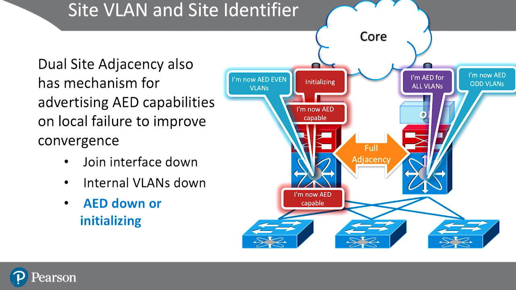While the AED is down or initializing, and the other edge device is the AED for all the VLANs, when the edge device comes back up after initializing, it advertises its capability to the other edge device using the join as well as the internal interface. At that point, the full adjacency is formed between the edge devices, notifying that one of them is the AED for even VLANs and the other one is the AED for odd VLANs.